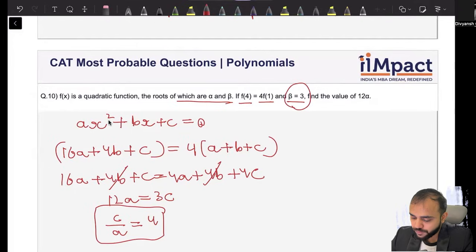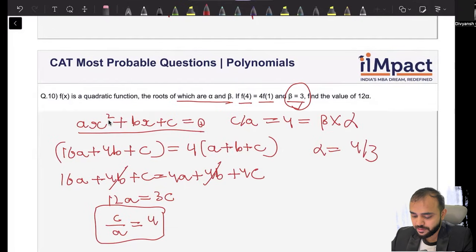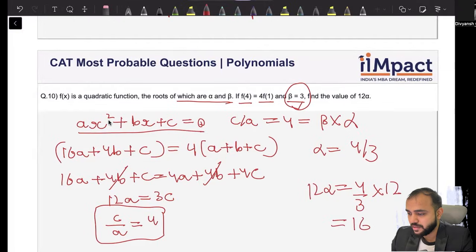Now I have one of the roots. The product of the roots of this quadratic would have been c by a, which is 4, which is beta into alpha. Now beta I know is 3, which means alpha is equal to 4 by 3, and 12 alpha will be 4 by 3 into 12, which is 16. So your answer for question number 10 will be 16.